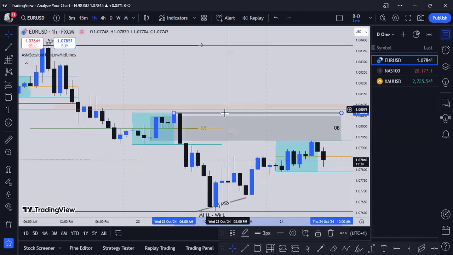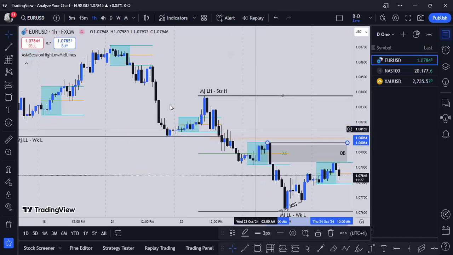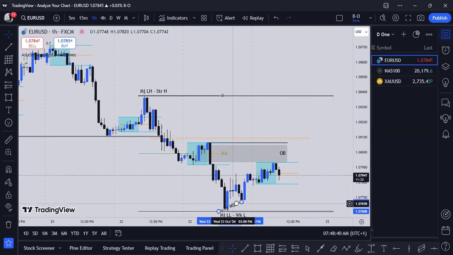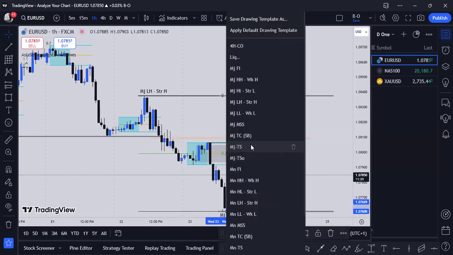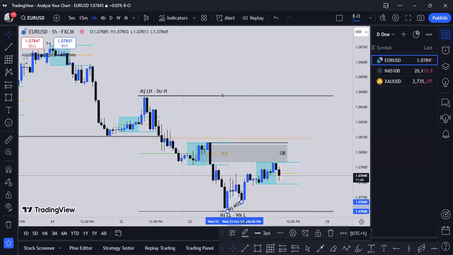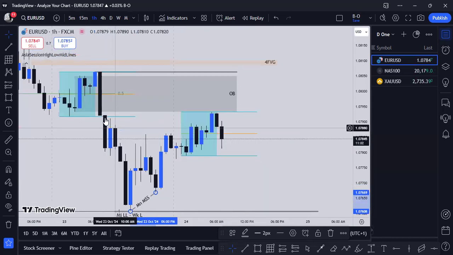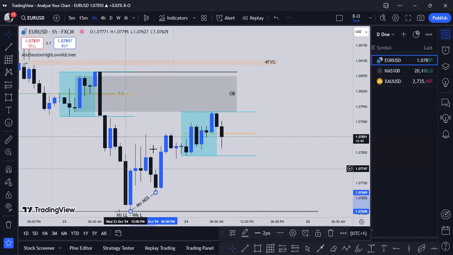As you can see, this one is giving us a very good structure which we can take advantage of. So we can easily turn this one into a minor structure shift. Yes, a minor structure shift. And as we can see here, this level is supposed to send, like I said, the internal structure, but it happens to be another block on 1 hour. So it's supposed to send price up.